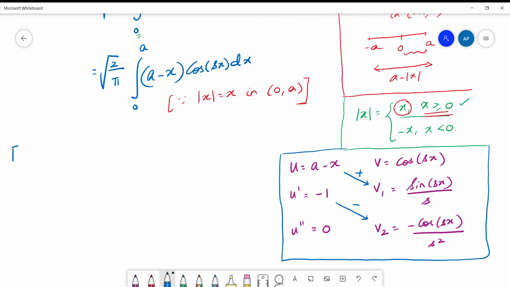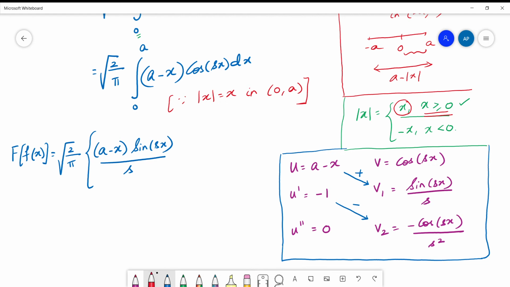So let me go back to the problem. Fourier transform of f of x thus is root of 2 by pi. Let's do the compilation. The first one is u into v1, that is a minus x into sine of sx divided by s. Then I have u dash v2. Now look at the signs that I have here: I have a minus here, a minus here, and a minus here. So three minus signs put together, and its product is again a minus. So I get cos of sx divided by s square. So that's it, I have completed the compilation. Now I have to substitute the limits, upper limit first and then the lower limit.